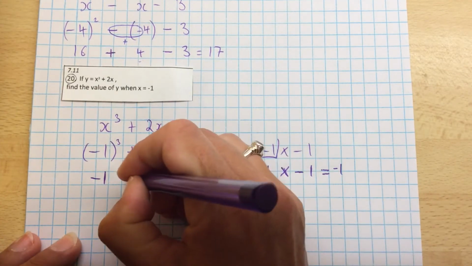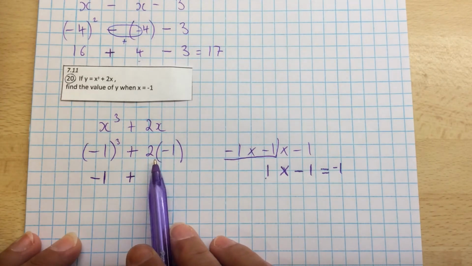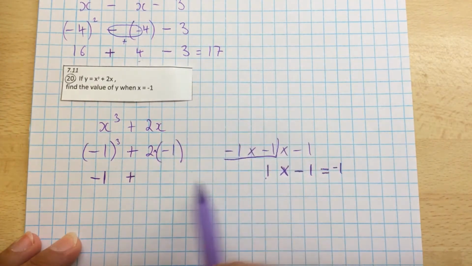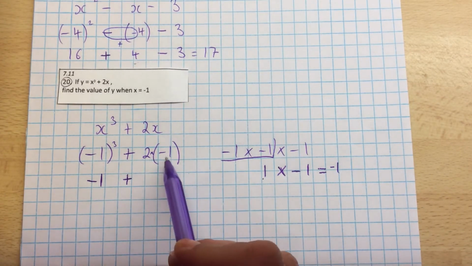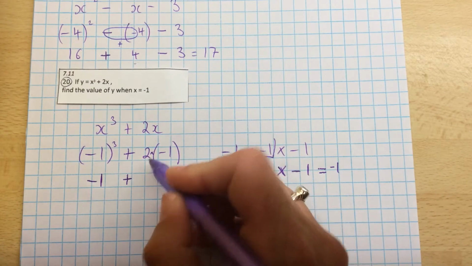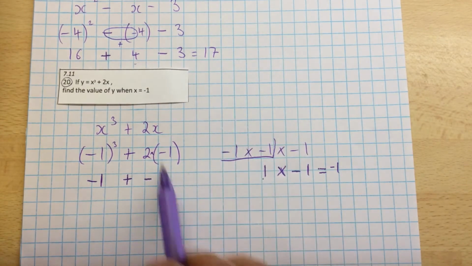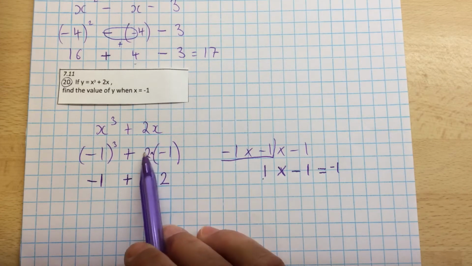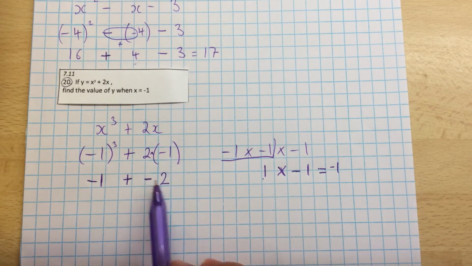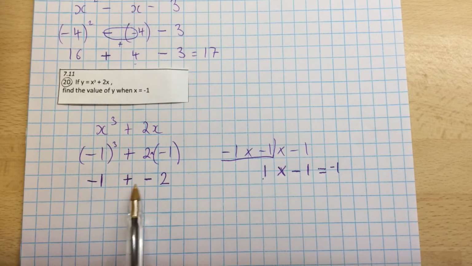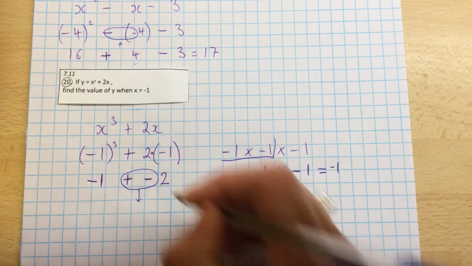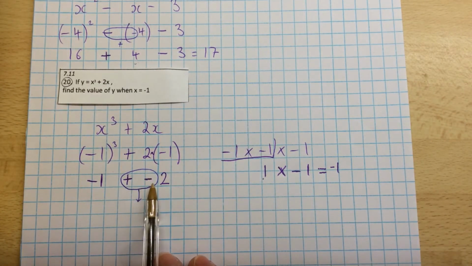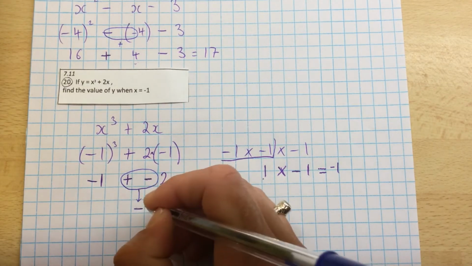Then plus. Now here, there's an invisible times. Touch means times. 2 times negative 1 is negative 2, because 2 ones are 2, and a positive 2 times a negative 1 makes a negative 2. Now we've got this circling off thing again. So is 2 negative or is it positive? We've got these signs next to each other, and we call this circling off. When you've got a positive and a negative together, they make a negative, okay?